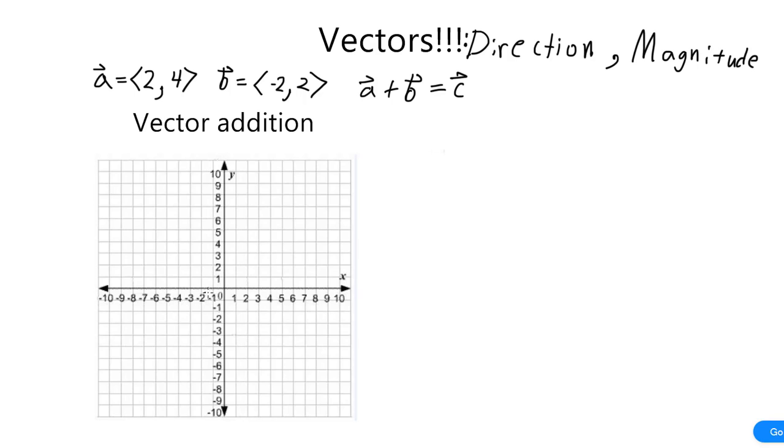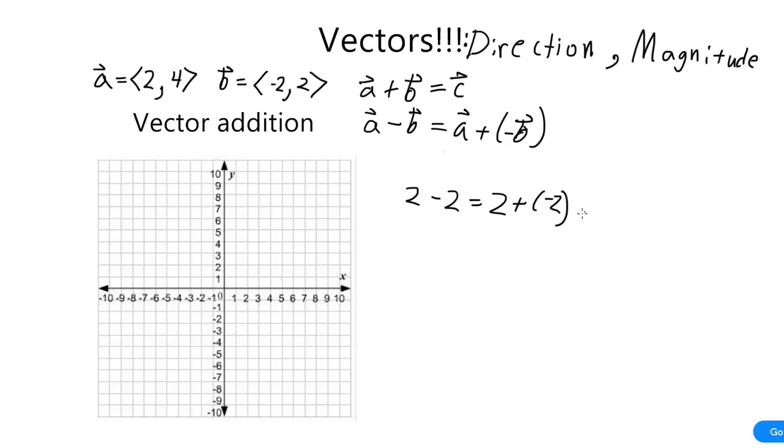So don't worry. Okay, before I continue with this, I just want to say one thing. If we have a subtraction of vectors, in the end this is just going to be a plus negative b. Just like 2 minus 2 is the same thing as 2 plus a negative 2, and that just equals 0. The same thing happens right here. It's going to be a plus the negative version of b.